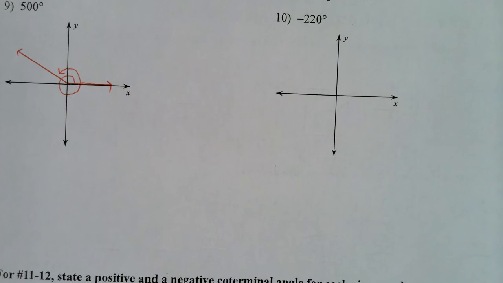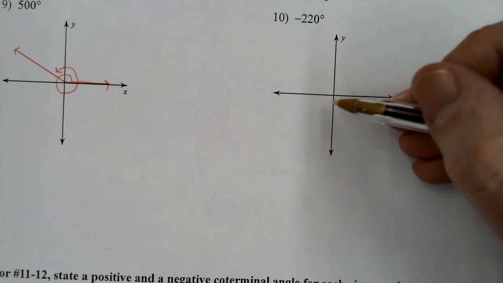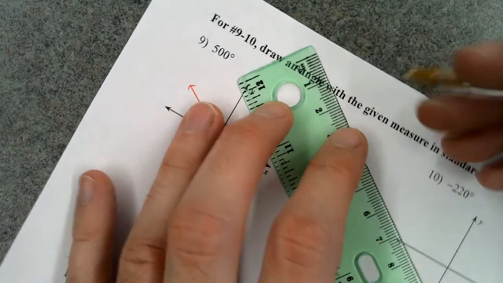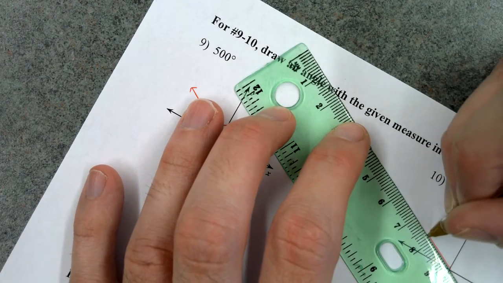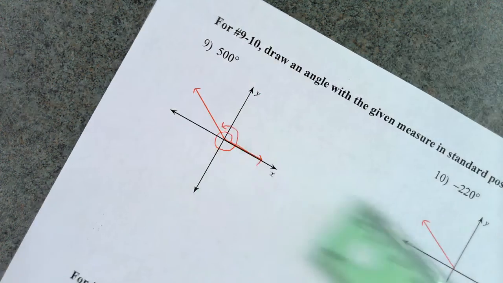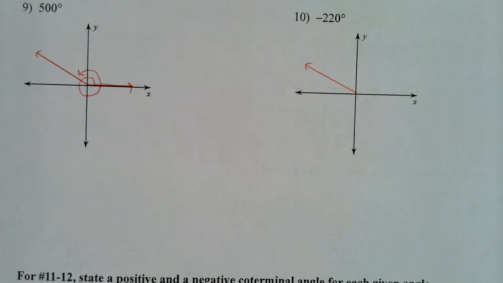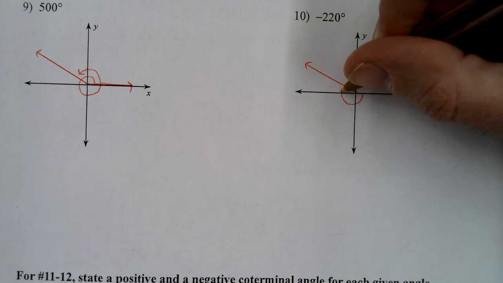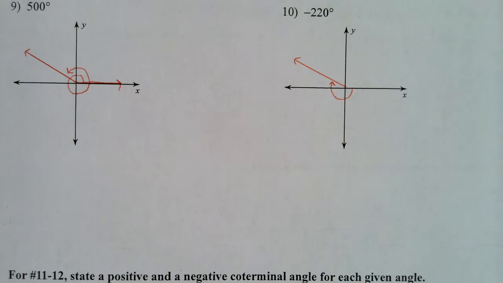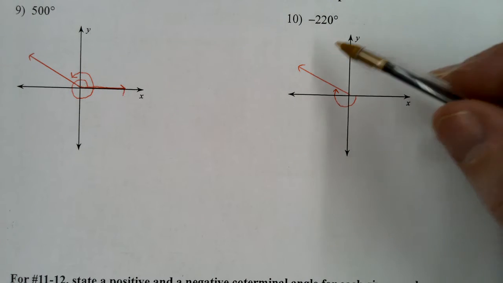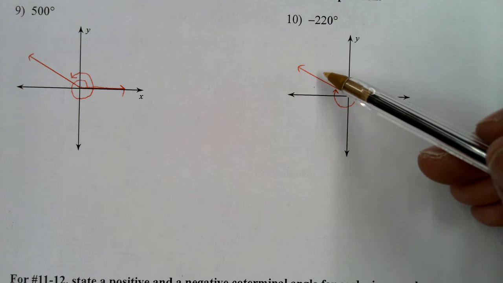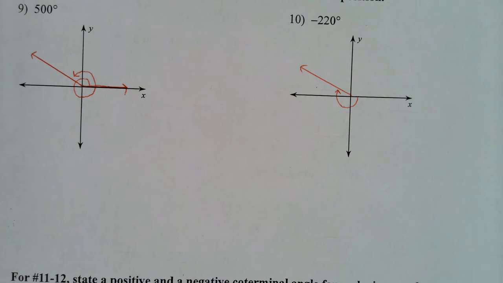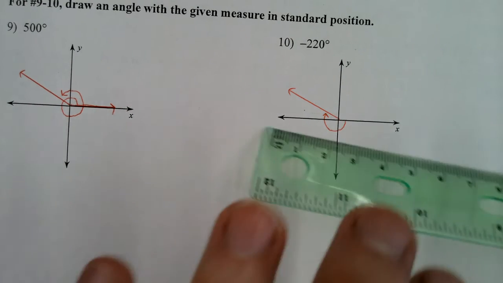Negative 220 degrees. So again, we're going to go clockwise. This will be negative 180, then another negative 40. Maybe something like this. It's probably good like that. Okay. Somewhere in this quadrant, a little less than halfway. Maybe I could open up a little bit more. But negative 180, then another negative 40. Something like that. Let me draw on the initial side as well so it looks nicer.